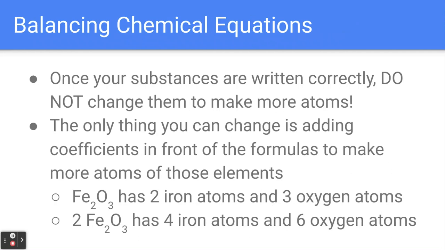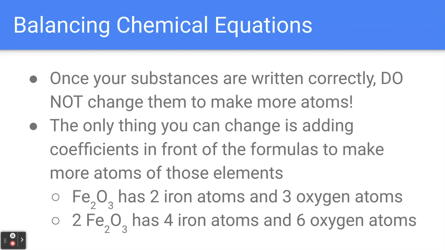Now, once our substances are written correctly, we will not ever change those to make more atoms. Let's say, for example, we have zinc chloride, ZnCl2, and for whatever reason you want another zinc, you cannot just change it to be Zn2Cl2. That doesn't work. You also can't change it to be Zn2Cl4. That doesn't work. We can only add coefficients to the front. So, for example here, let's say we needed more oxygen with the iron oxide, we would need to put a 2 in front of the whole thing to say that we need some more oxygens.